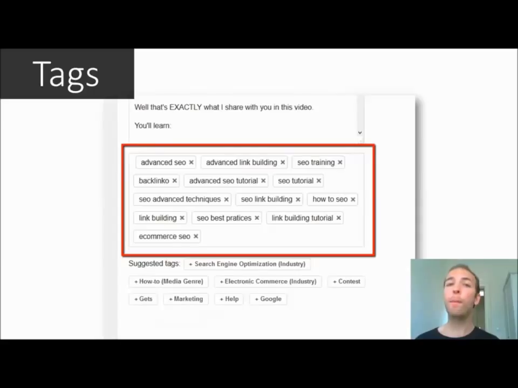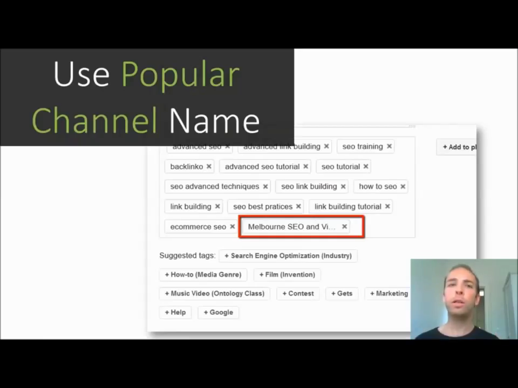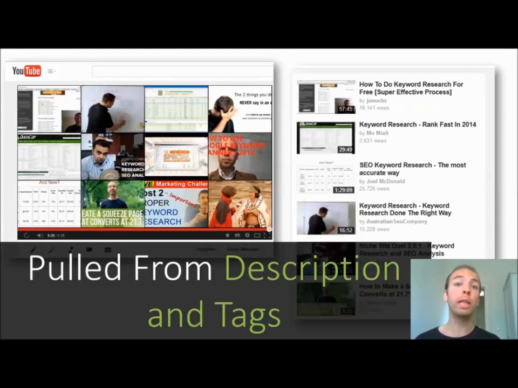Tags are also somewhat important, not as important as they used to be. You just want to include your target keyword once in a tag and also some related keywords. And another pro tip is to include a popular channel name as one of your tags. So if you search for some keywords in YouTube and in Google and you notice the same channel comes up over and over again, take that channel name and put it as a tag in your video, and that'll help you show up for more related videos.